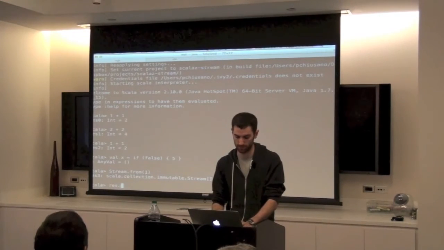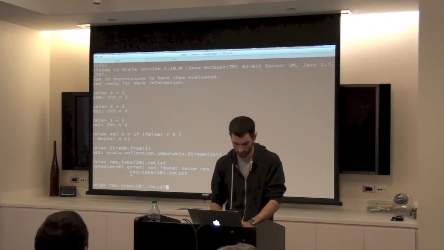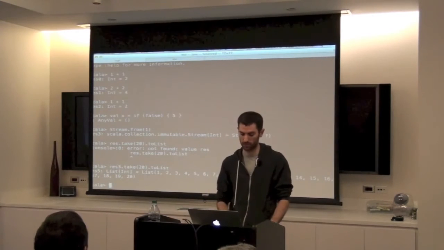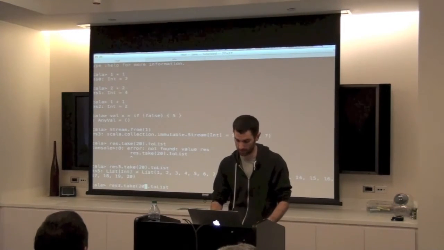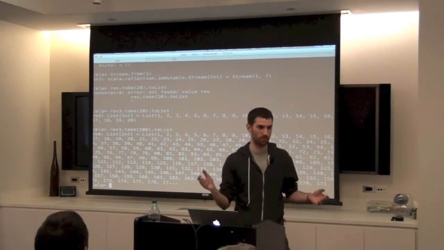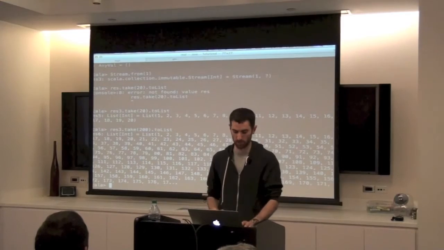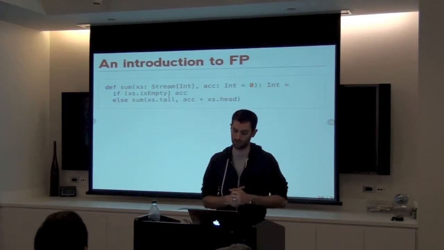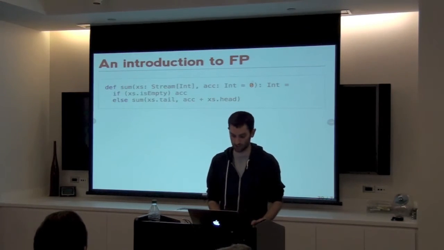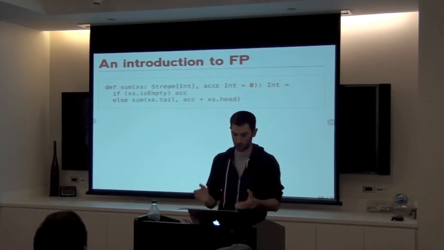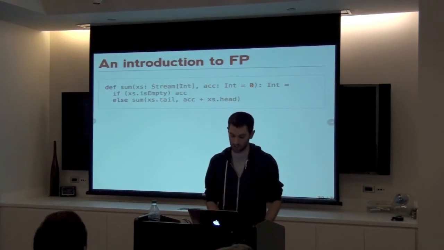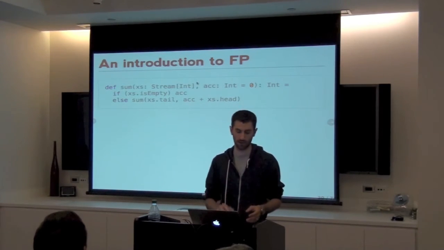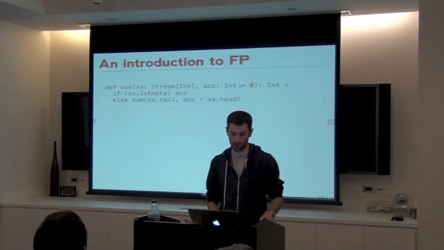So I can say take 20, toList, and I get the first 20. But I can put anything in here. I could say 200 or a million. A stream, one way to think of it, is a first class loop. So this is a stream of integers, and we have a current accumulated total. This is an example of a default argument in Scala. I can call sum with either one argument, in which case ACC would be 0, or with two arguments, in which case that would be ACC.